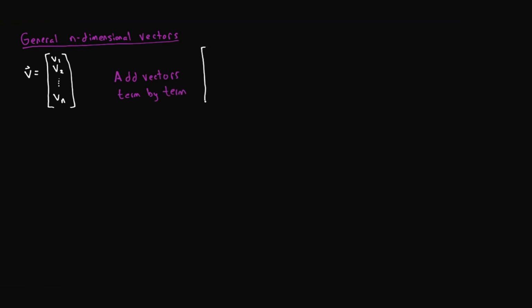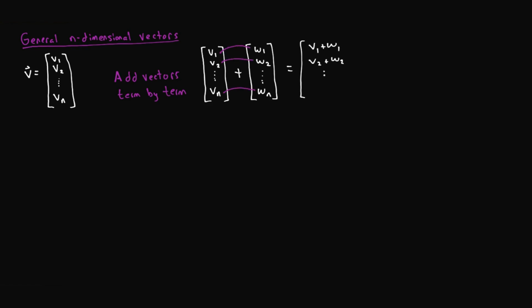Now let's go to vectors in any dimension. We have an n-dimensional vector, which is just a collection of numbers like this. And we can even add vectors of the same dimension. We just add them term-wise like this. I'll show you an example in the two-dimensional case.